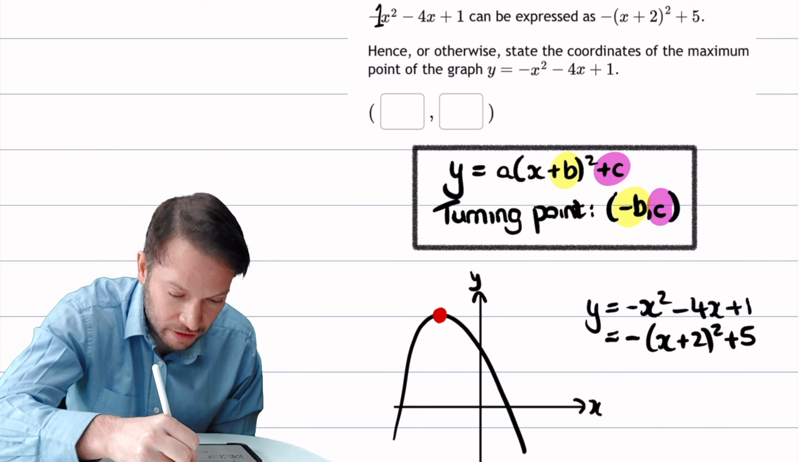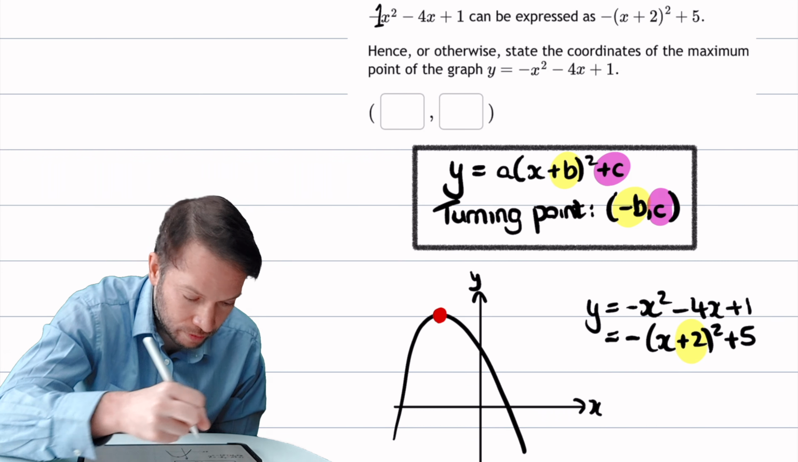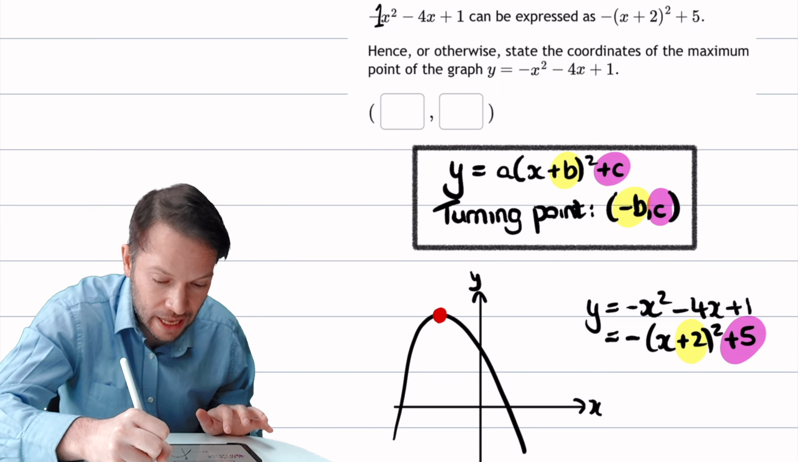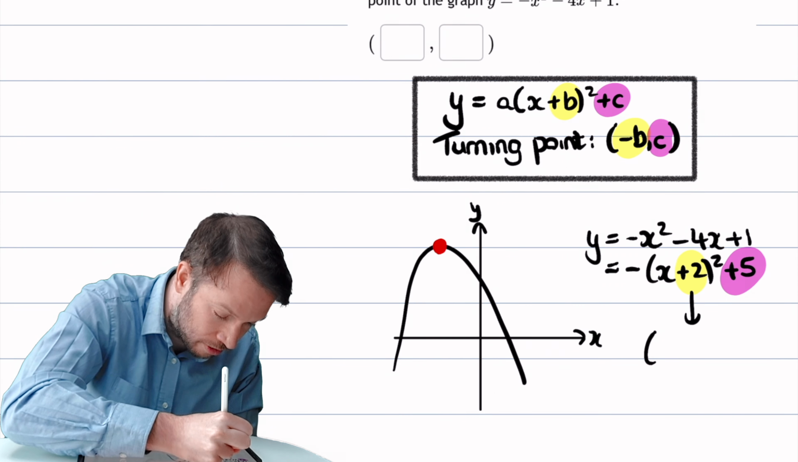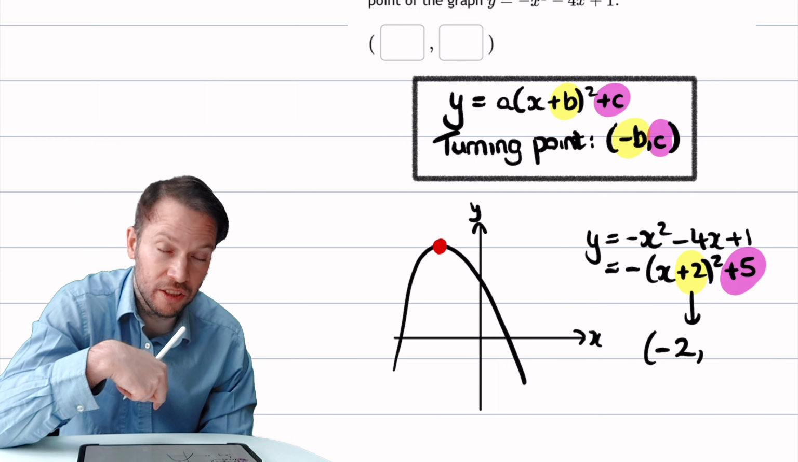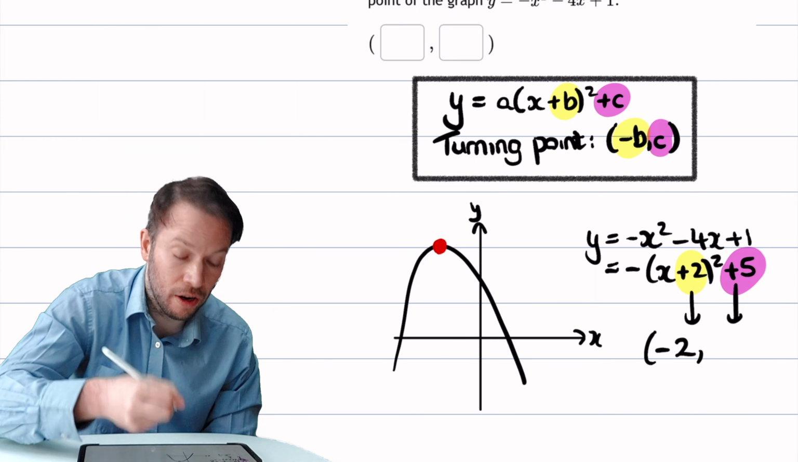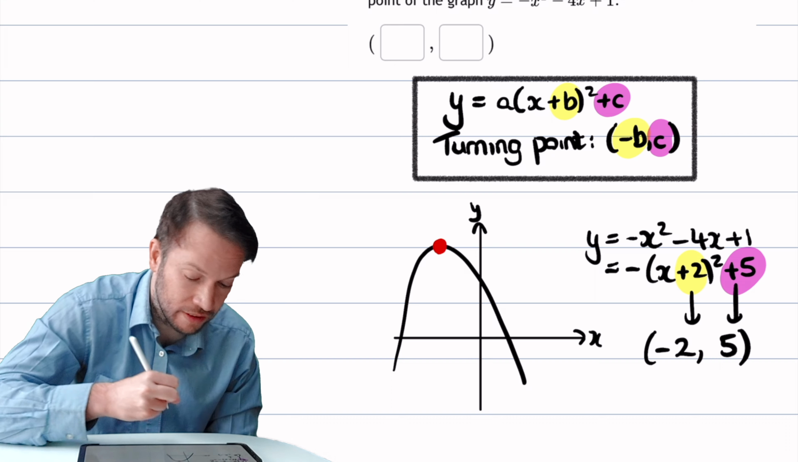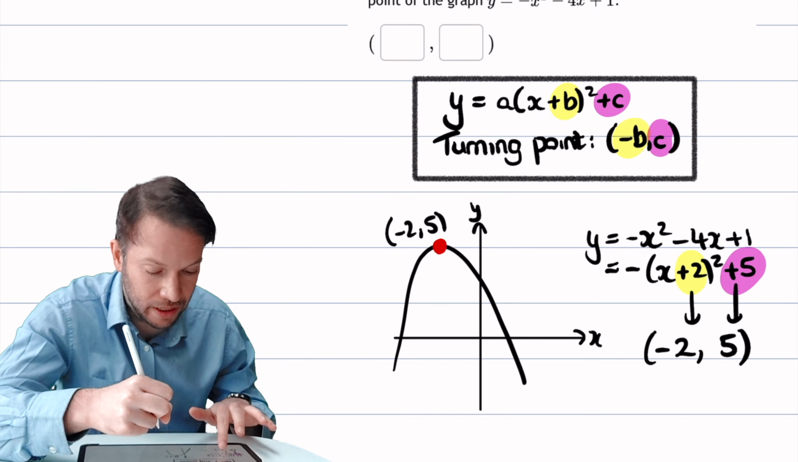So let's look at this expression. We've got the number after the x, and we've also got the number after the squared. As I said, we negate the value after the x to give you the x value for your turning point. So if it's plus 2, it becomes minus 2. If it was negative, it would become positive. And then we just use that plus 5 after the squared as the y value. So this coordinate here is going to be minus 2, 5. And that's going to be the answer.